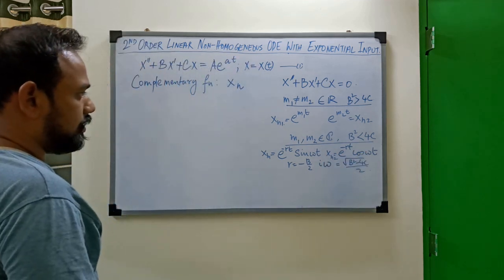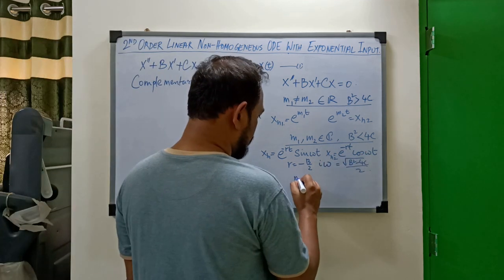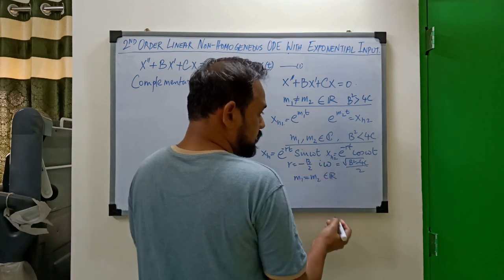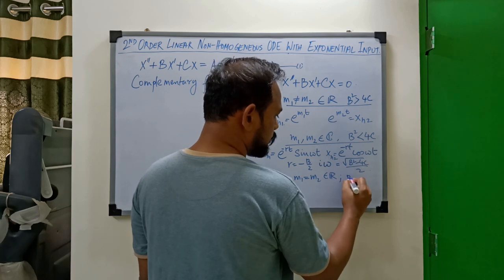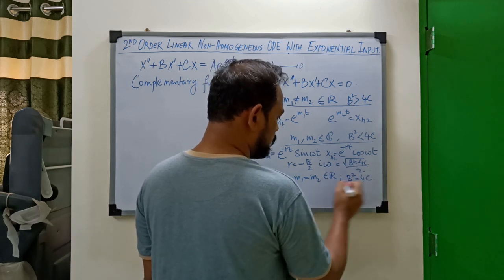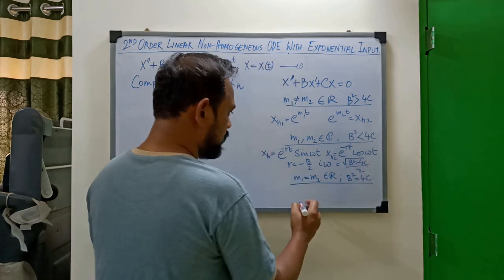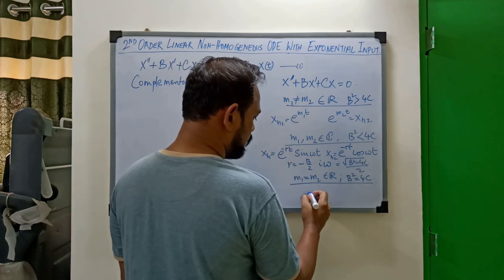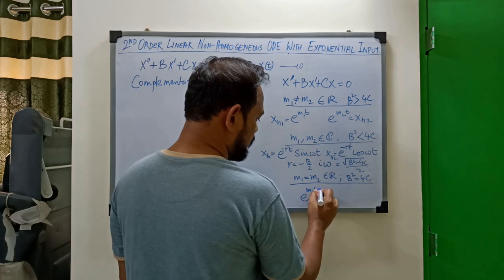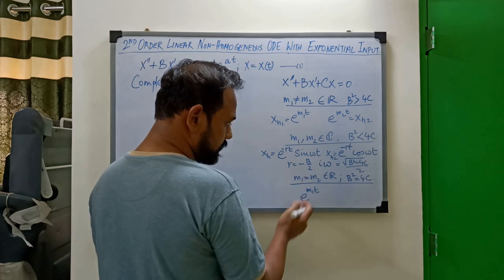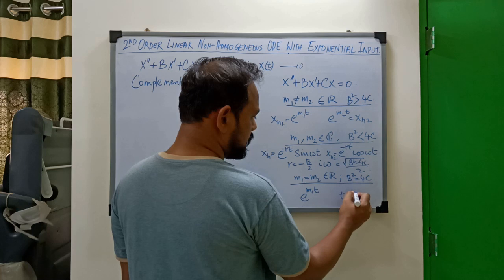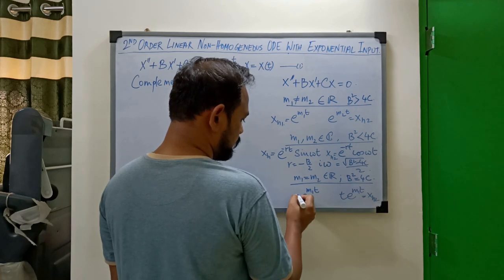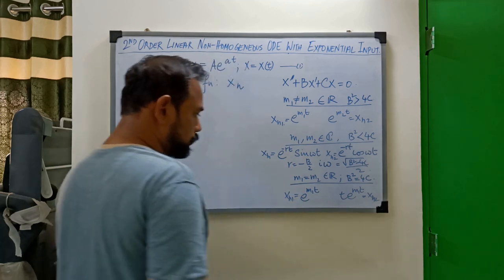Well, and in the third case, m1 and m2 were equal, and they were both real numbers. This is the case of critical damping, where b squared was equal to 4c. In that case, the two solutions for this homogeneous equation were e to the power m1t. You could write m1 or m2, doesn't matter, they're the same. The other one was t e to the power m1t. This is your second solution. This is your first solution, xh1.